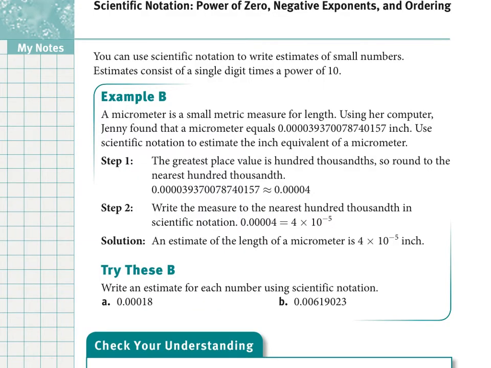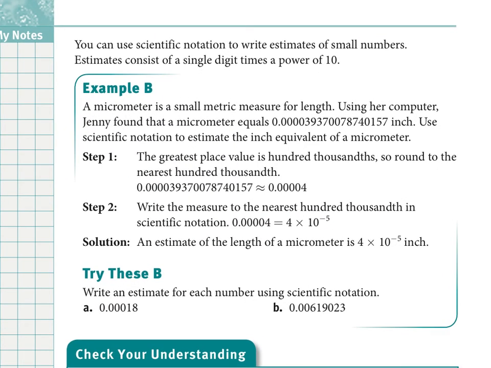All right, and one other thing we can do in here, we can use scientific notation to write estimates of small numbers. I know in the first section we did this for large numbers, so you can kind of do the same thing. Let's say example B here, a micrometer is a small metric measure for length. Using her computer, Jenny found that a micrometer equals 0.000039 and so on of an inch. Let's use scientific notation to estimate the inch equivalent of a micrometer.